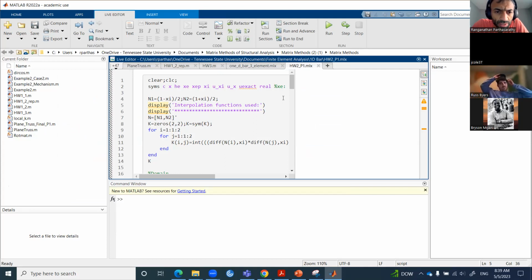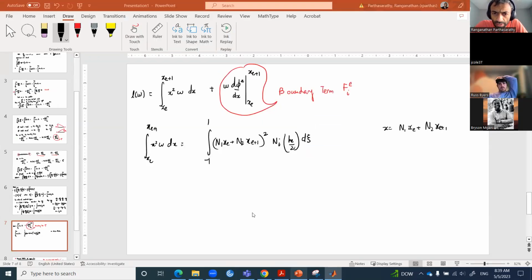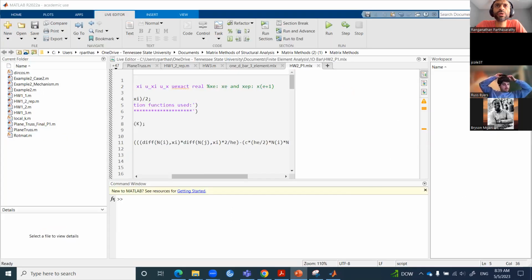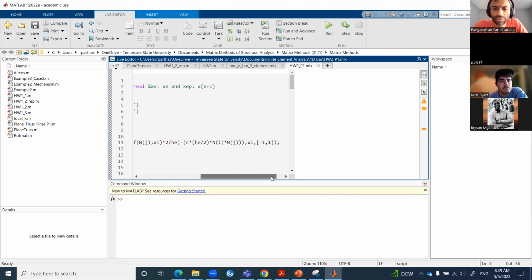So we have all of these the same. Then Kij. Okay, Kij, I need to enter. So let me just enter that. Okay. So derivative of Ni with respect to psi times derivative of Nj with respect to psi times 2 by He, minus C times He by 2 times Ni times, plus. We have plus.